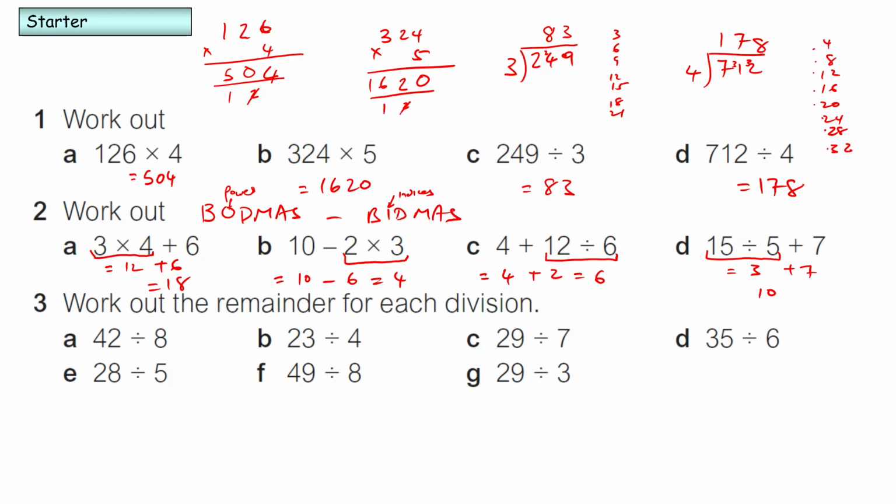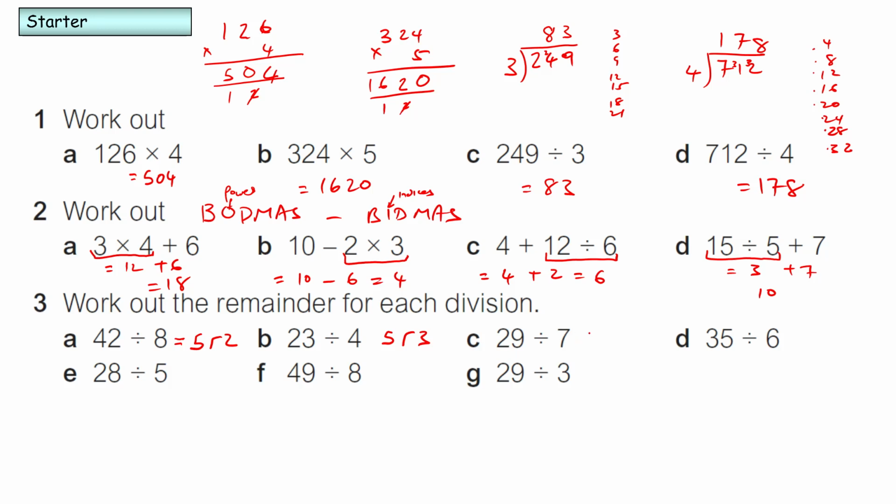And then the last one, we've got remainders. It says work out the remainder. So, how many times does 8 go into 42? If you know your 8 times table, if you're unsure, count it out. It's going to give you 5, remainder 2. 23 divided by 4, it's going to be 5, remainder 3. That's 2 5s in a row.